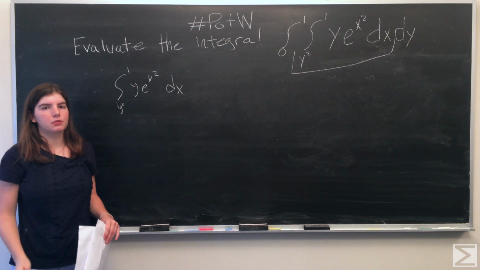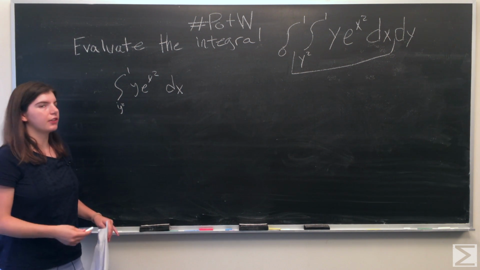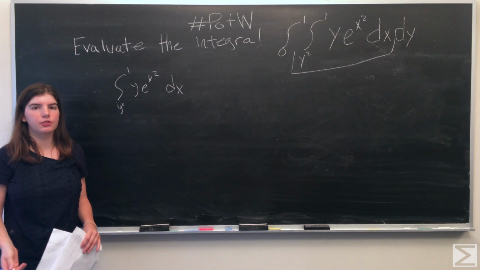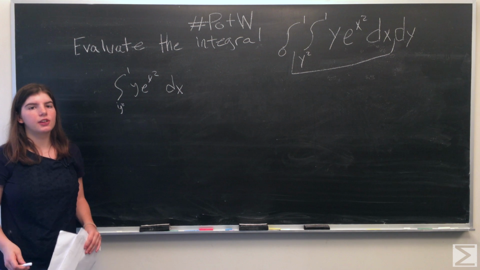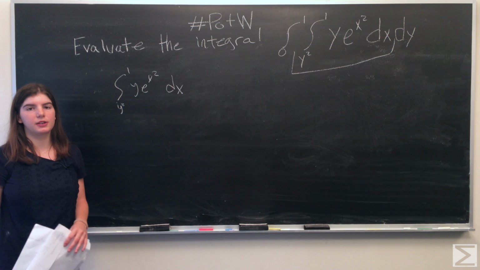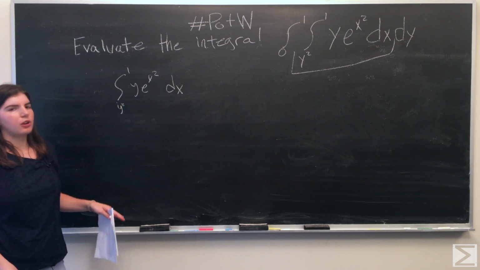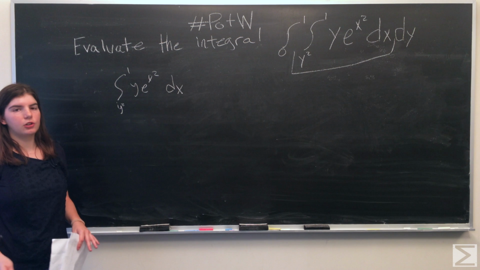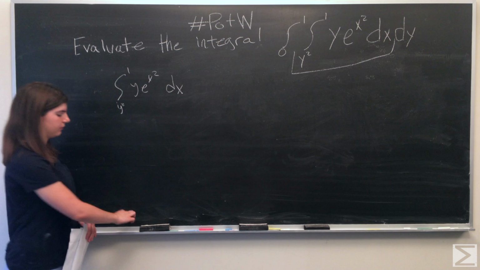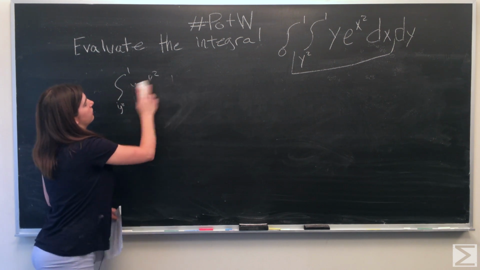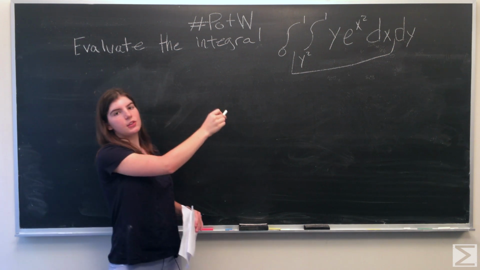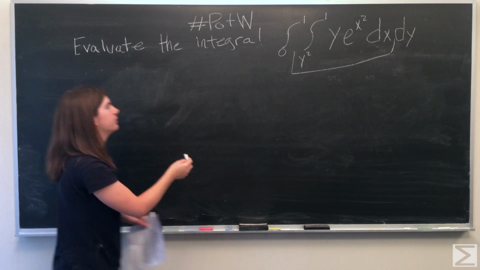So we'd have to integrate with respect to x first, since dx is on the inside. But if we try to evaluate e to the x squared, we'd actually run into some issues because e to the x squared doesn't have an antiderivative that can be written in terms of elementary functions with respect to x. To make this problem easier, we're going to switch the order of integration so that we can integrate with respect to y first. We're going to switch dx dy to dy dx.